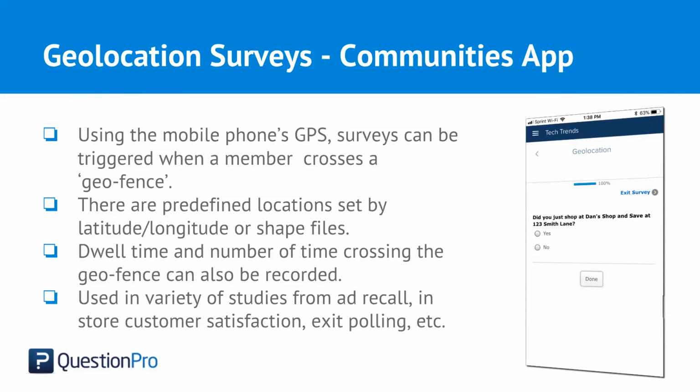So you have, hey, how often were these people entering the store? And you can just passively record that. So it's used in a variety of studies, from ad recall and in-store customer satisfaction to exit polling. I think the uses here are really varying. We've seen it definitely in ad recall and exit polling, along with the customer satisfaction. So a number of uses there, but these are, I think, the common use cases that we're seeing in people wanting a mobile community.